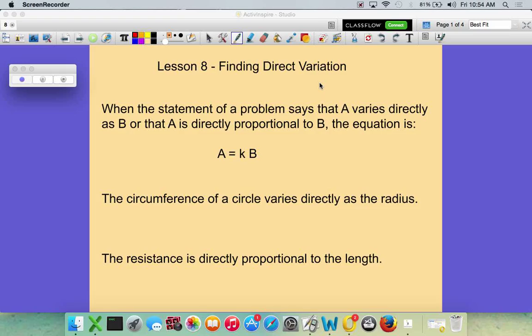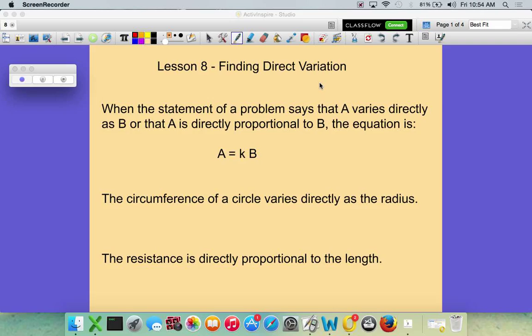Lesson 8, we are finding direct variation. Now this is something that you have not done for a while, and because of that, you probably don't remember how to do this, to be honest. So this one's going to take a little bit of work today.